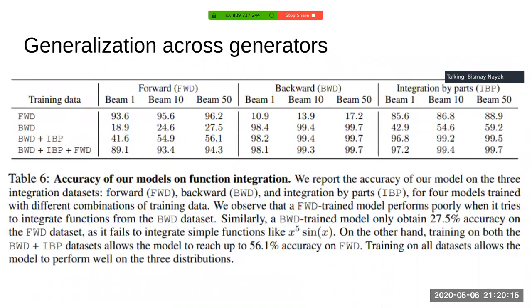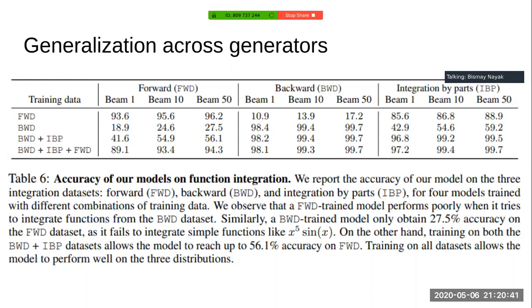They also looked into the generalization across generators. They used three kinds of generators: forward generator, backward generator, and integration by parts. If they trained the model using only the forward data, the model would obviously perform better on the forward generated validation set.